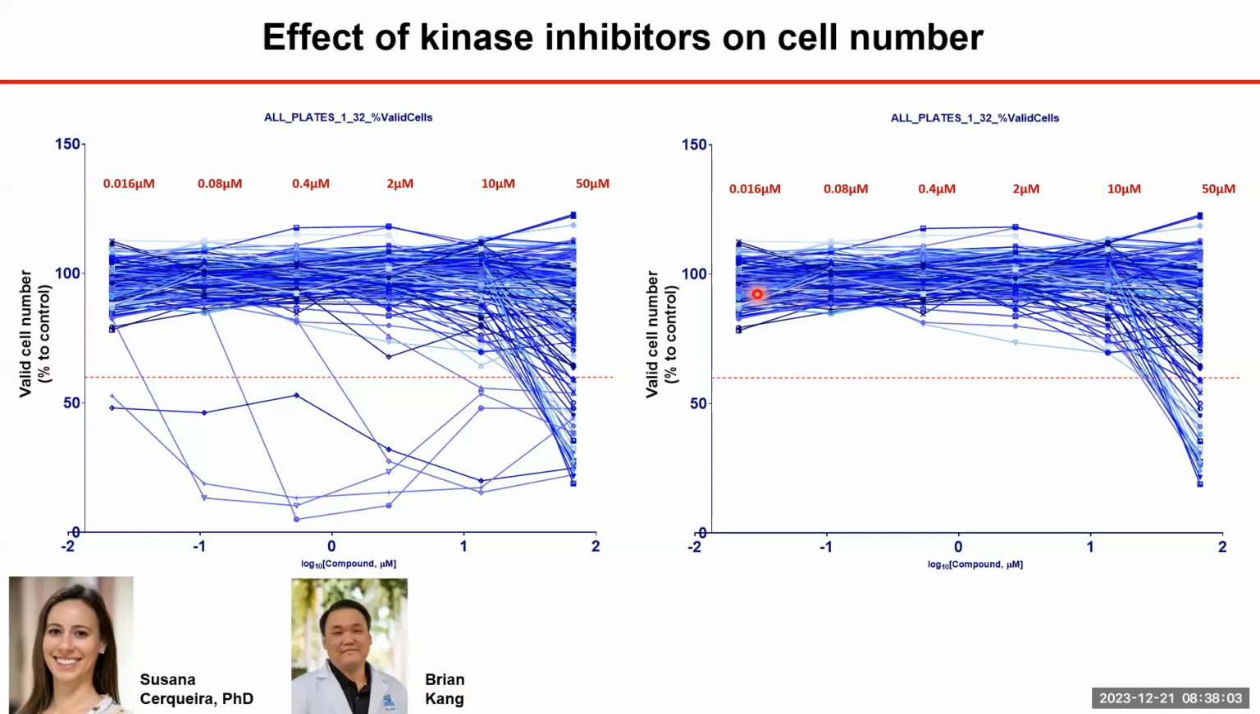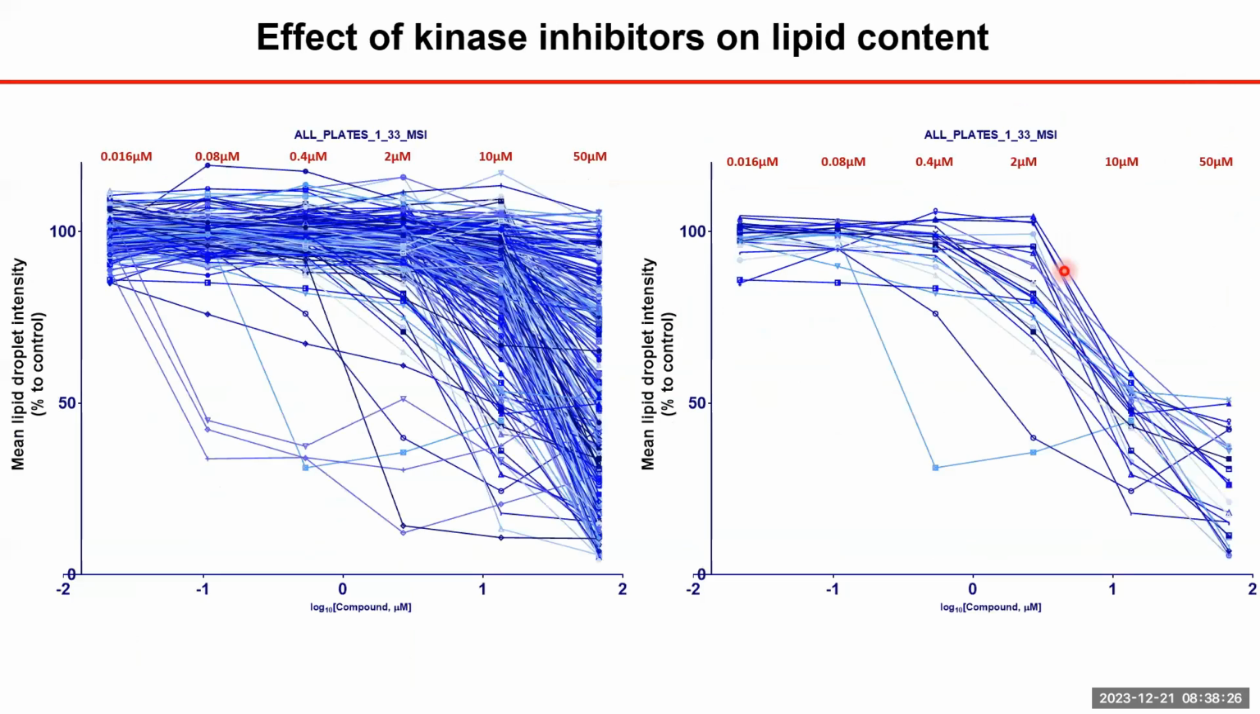Now these are cell numbers, presumably viability, indicating the effect of the compounds on cell viability. As you can see, there are many compounds that are indeed toxic at this high concentration, 50 micromolar, but most are not so toxic at the lower concentrations. Then we took these to look at the effects on lipid content.